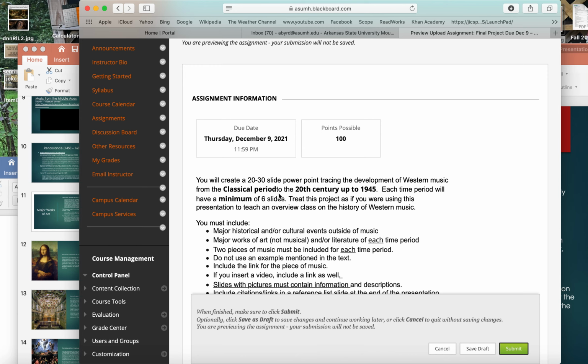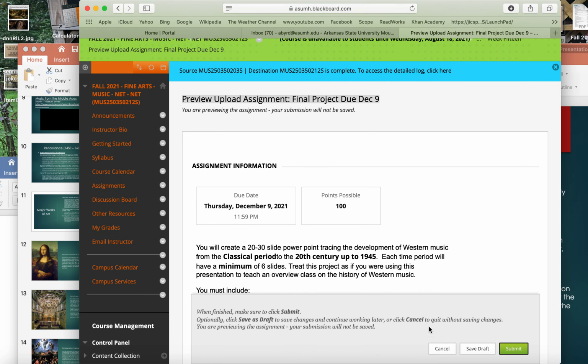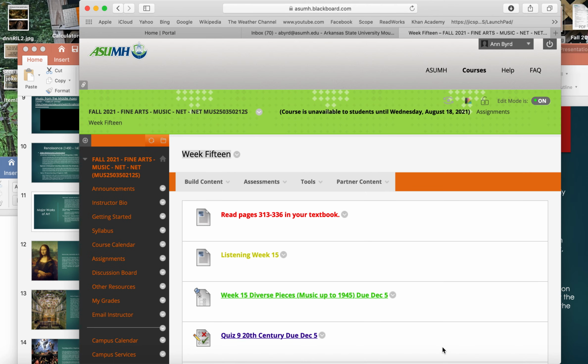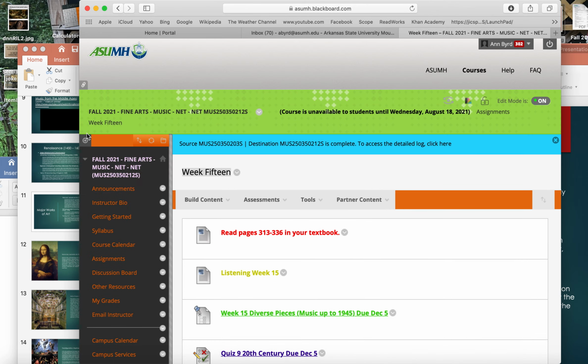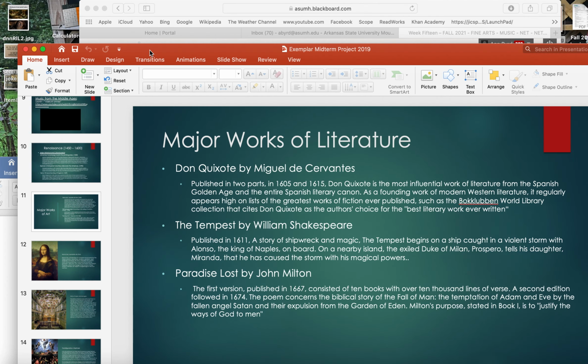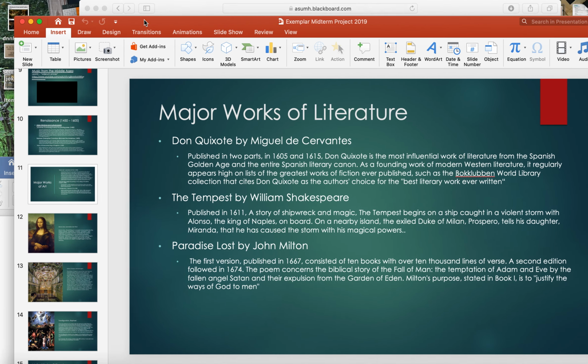For the midterm, you had from the medieval to the Baroque, and then when you do the final project, it's the same exact assignment, except it's from the classical period to the 20th century. And I say up to 1945. If you want to have it more current, like today's music, I'm okay with that. That's fine.